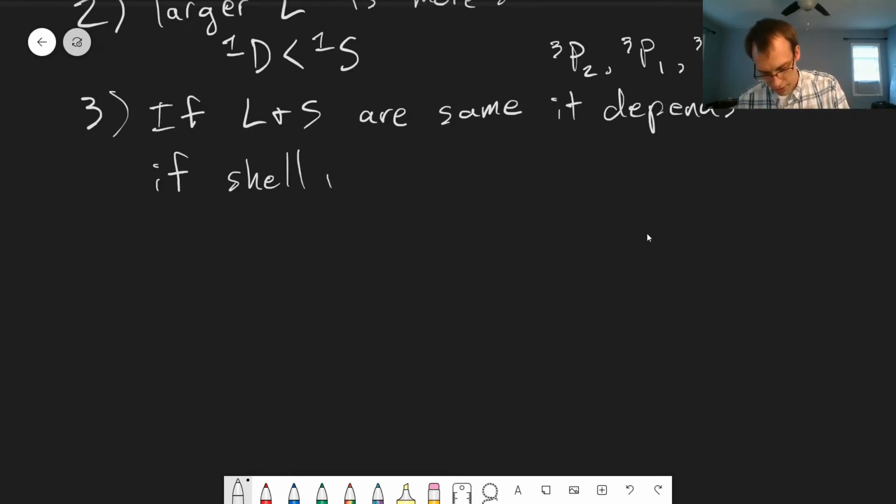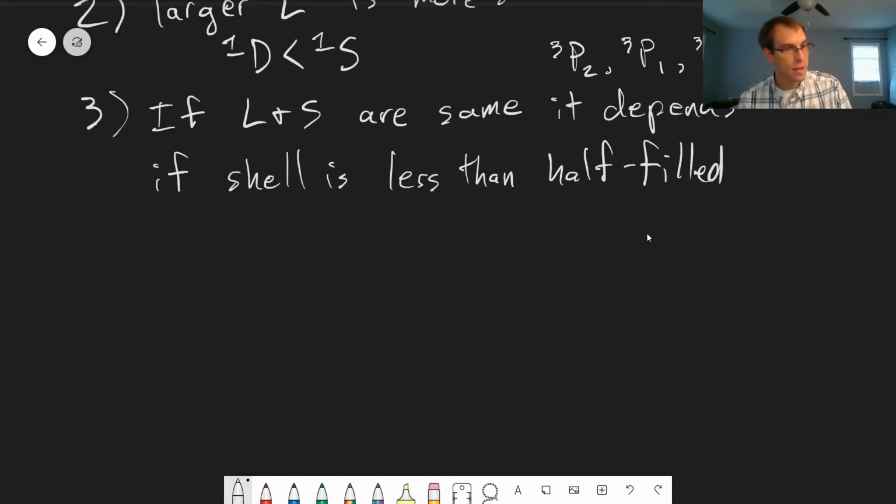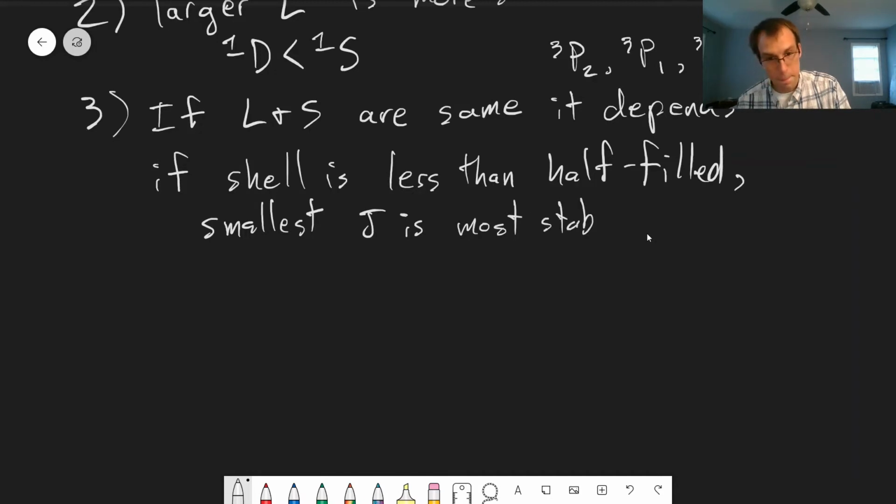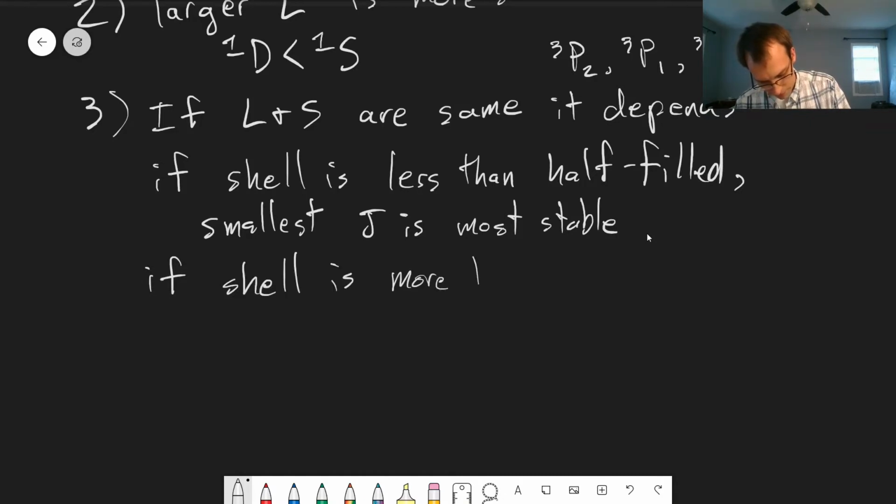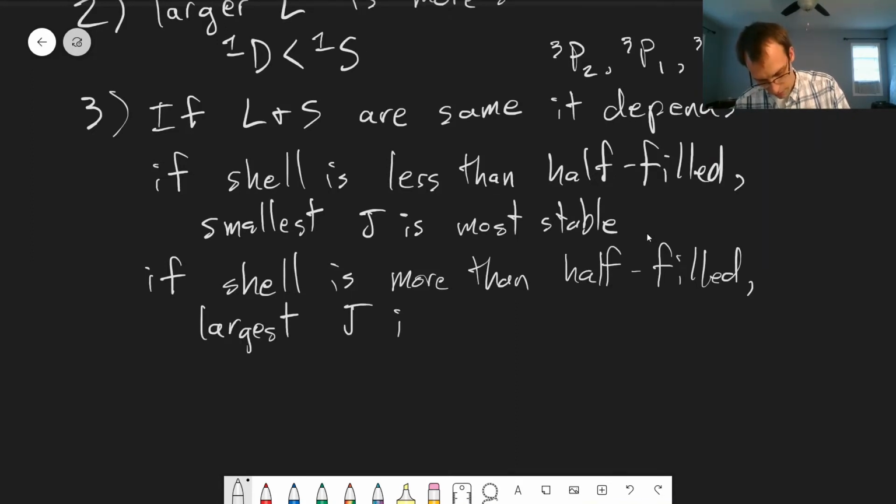If the shell is less than half filled, the smallest J is the most stable. And if we have the opposite, if the shell is more than half full, the largest J is the most stable.